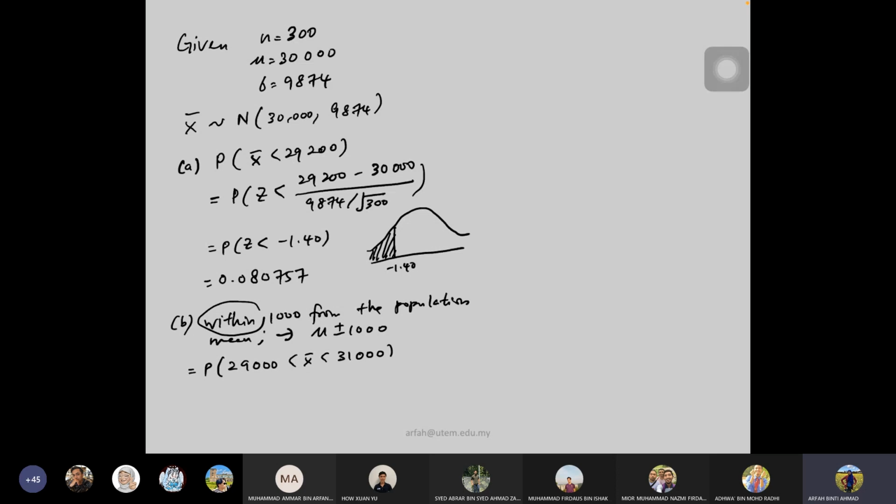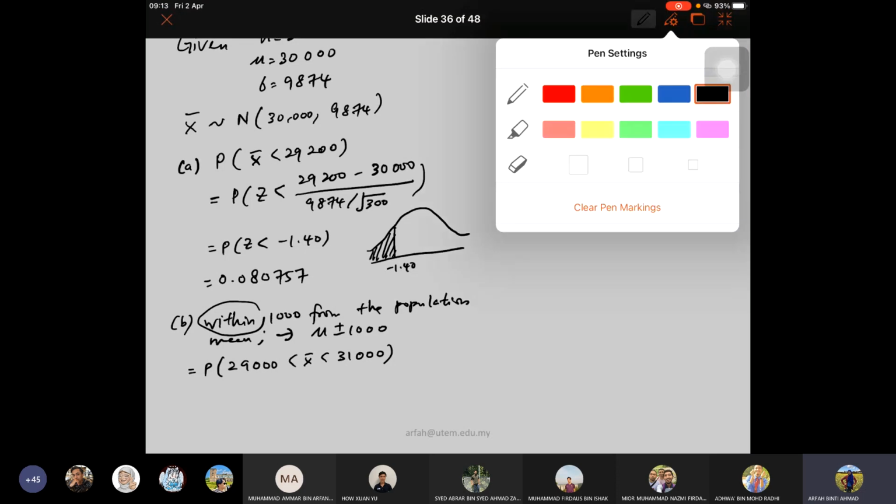So this is for the second question. Try to calculate and find its value. Can the mean be more? Yes, because this is the sample mean, so it is between. The population mean is the same, 30,000, so the sample mean can be more. So it is equal to 29,000 minus 30,000. The number is big, not enough space to write.